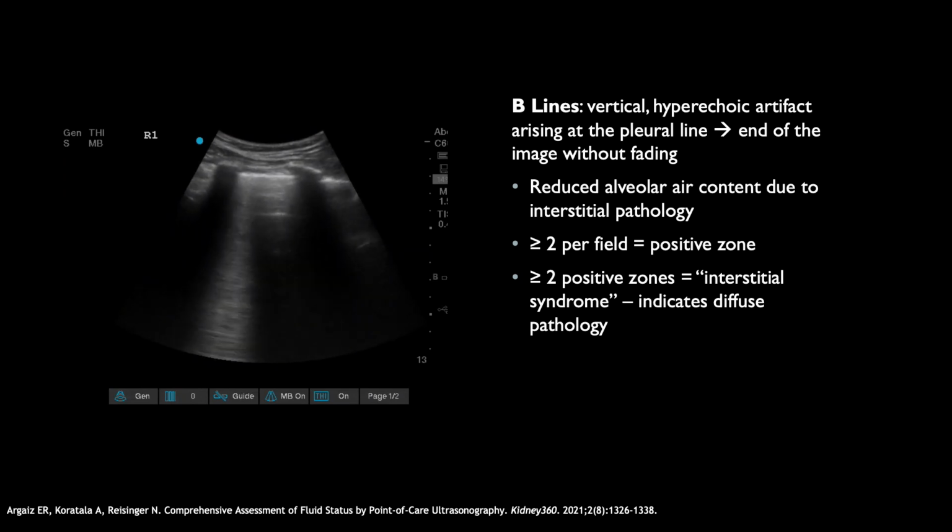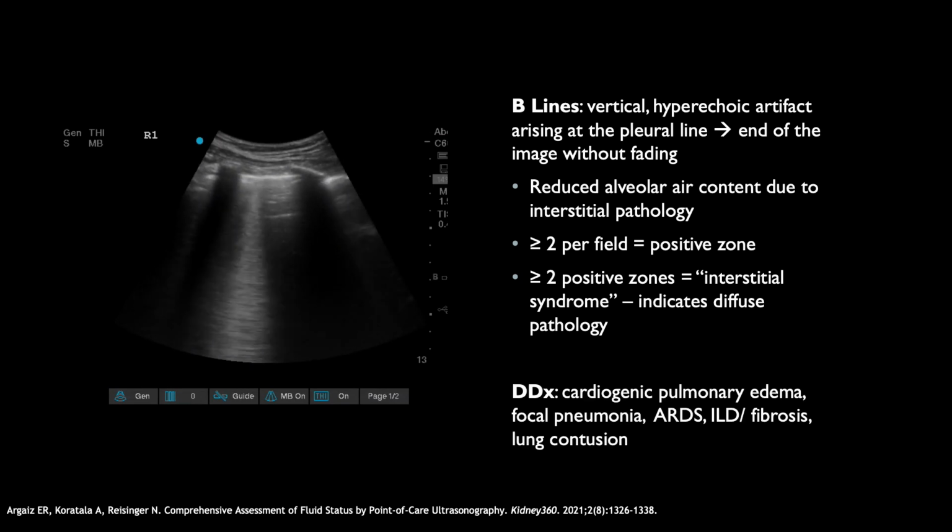Importantly, B lines are not definitively cardiogenic pulmonary edema, but have a broad differential diagnosis as listed at the bottom of the slide. Seeing 2 or more B lines in one ultrasound field indicates that there is some sort of interstitial pathology and that your findings are true. Seeing 2 or more positive zones, referring to the lung zones in the previously mentioned slide, indicates diffuse interstitial pathology.